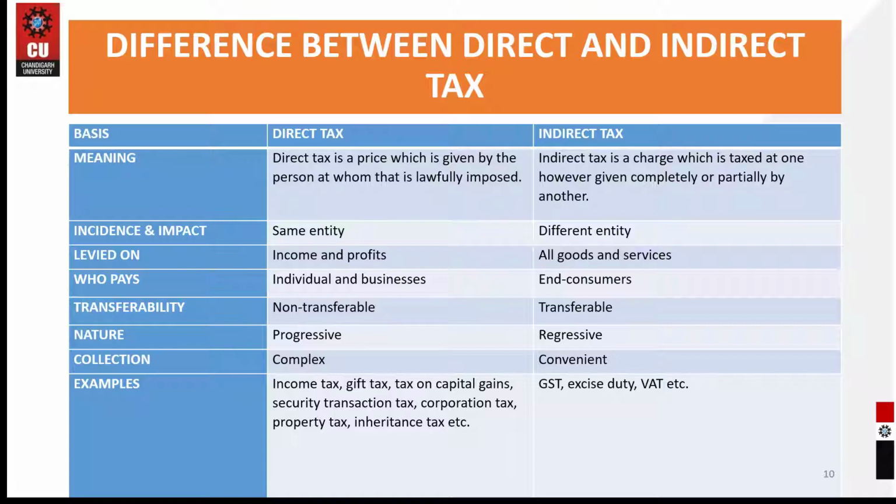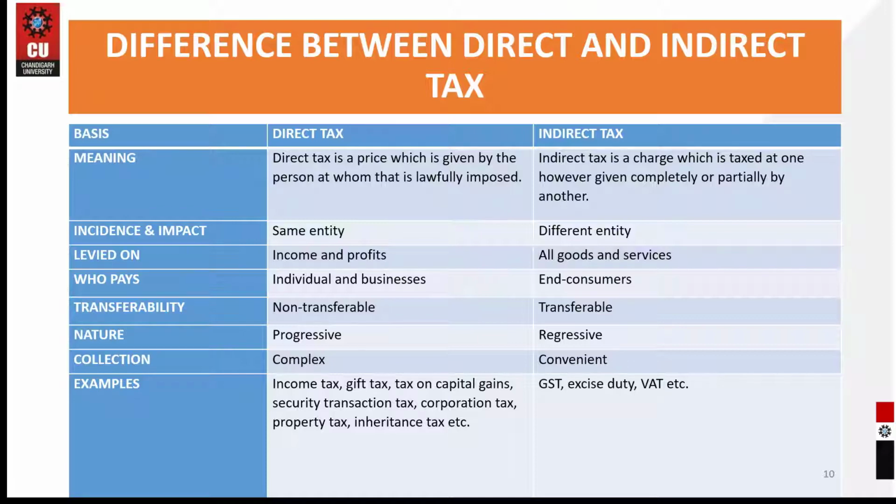Now let us talk about the collection of direct and indirect tax. Collection of direct tax is very complex. We must know that direct and indirect taxes are both collected by the government. While collecting these taxes, direct tax is collected by the government in a very complex way. It is very difficult for the government to collect direct tax. On the other hand, collecting indirect tax is convenient for the government. It is easier as compared to direct tax as far as its collection is concerned.